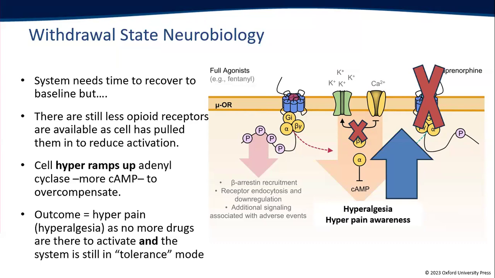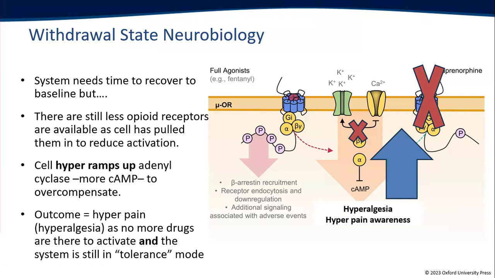All systems go. Open the floodgates, let cyclic AMP ride. We need it, right? Because remember, we are still printing and trying to reinsert new receptors back into the membrane. So as it's building back up to normal levels again, it's overcompensating by using other mechanisms to really kick up cyclic AMP. And now what happens? Now you massively feel pain because you're no longer taking the drug.